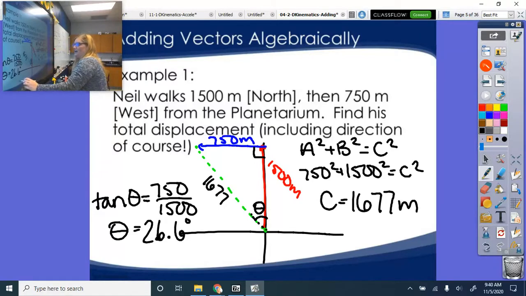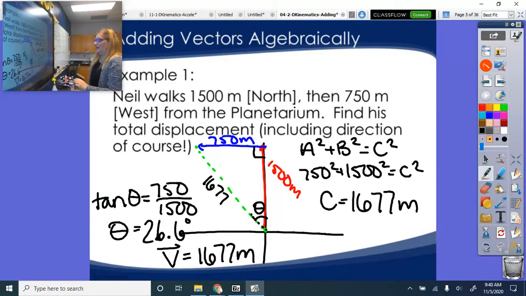So my resultant vector, the way that he went for his final displacement, is 1,677 meters. And we went north, then 26.6 degrees west.